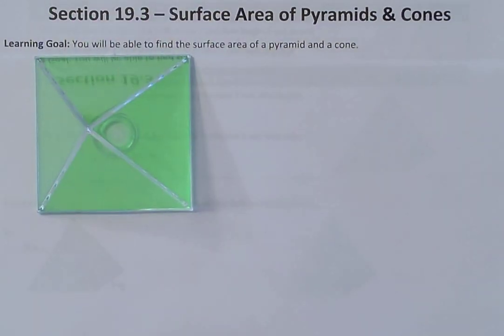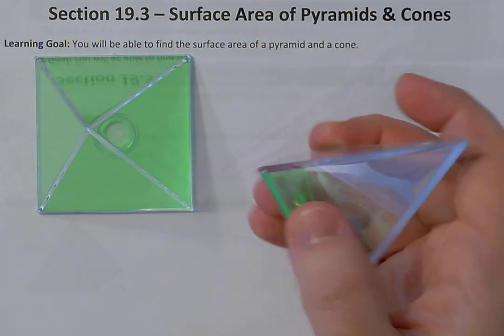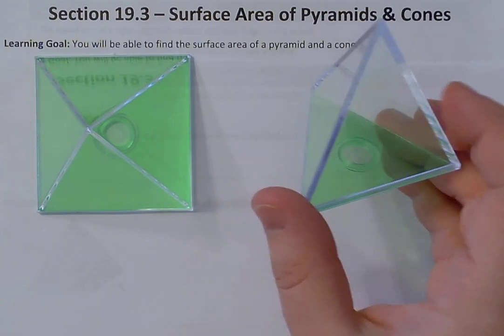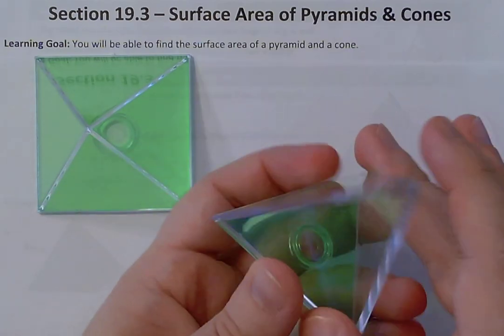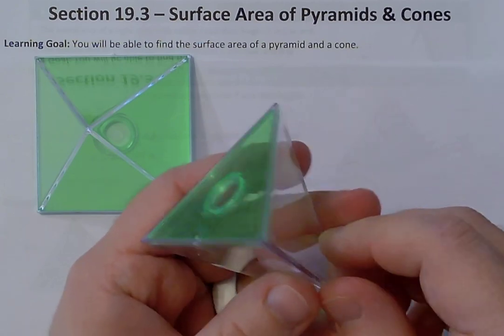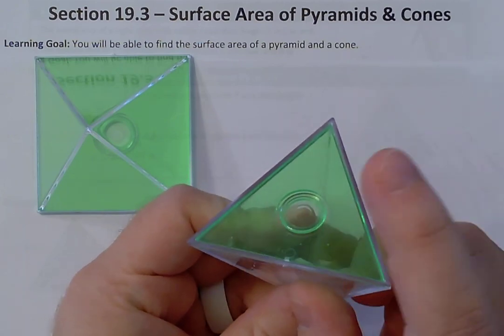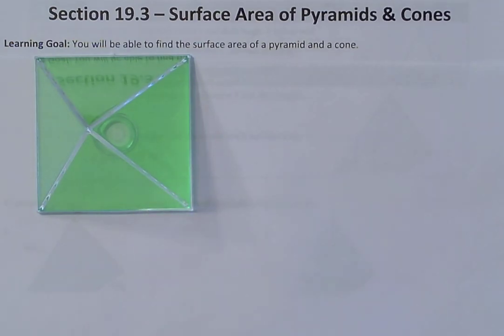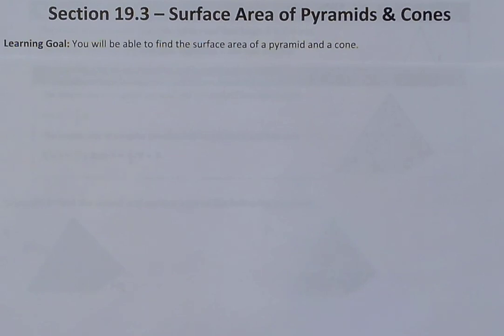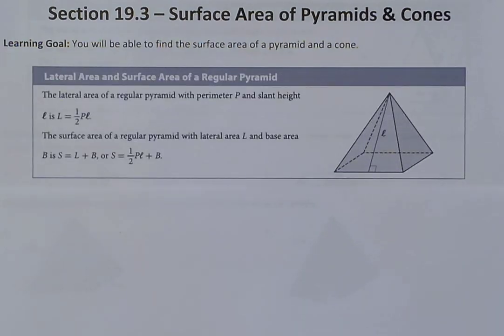And that goes for a rectangular pyramid or a triangular pyramid, where the base is a triangle and then the sides are a triangle as well. So for a triangular pyramid, we're going to find the area of the three sides for the lateral, and then for surface area, we'll add that plus the base. So with that said, let's go ahead and talk about the lateral and surface area formulas for pyramids.